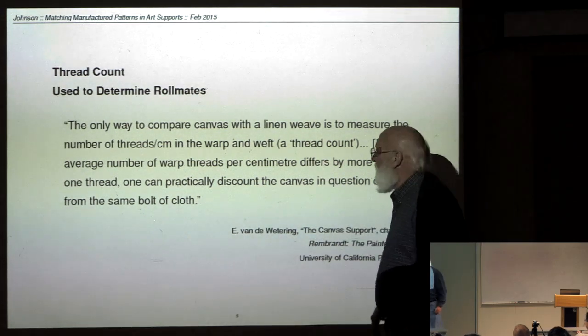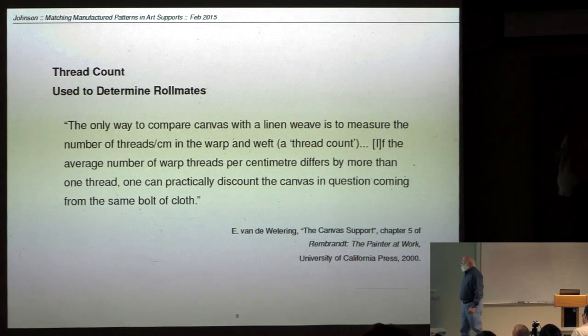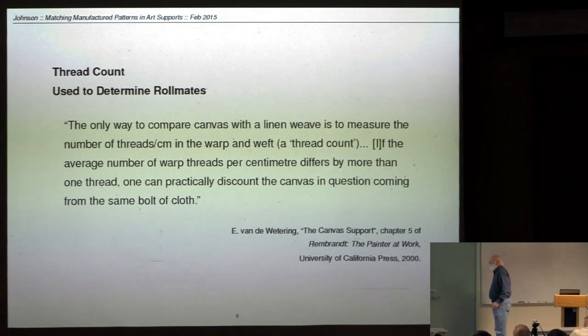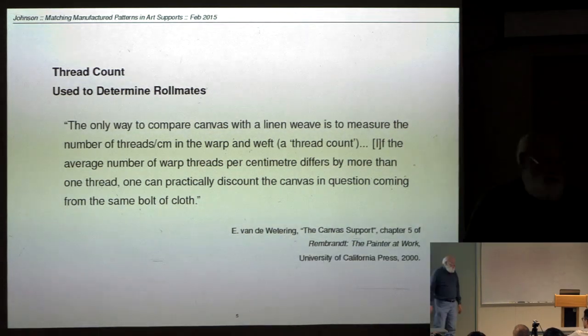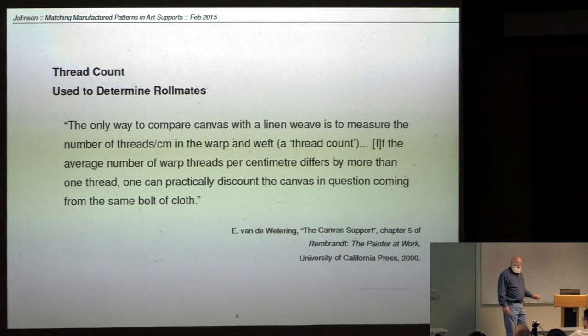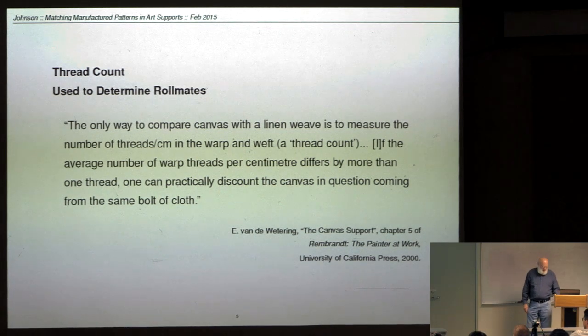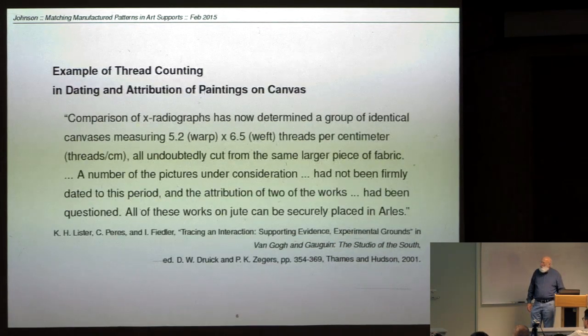So warp and weft. If the average number of warp threads per centimeter differs by more than one thread, one can practically discount the canvas in question coming from the same bolt. That's Ernst van de Wetering, probably one of the two humans in the world that's counted more threads than anybody else. A real expert in this field. He's a very interesting fellow.